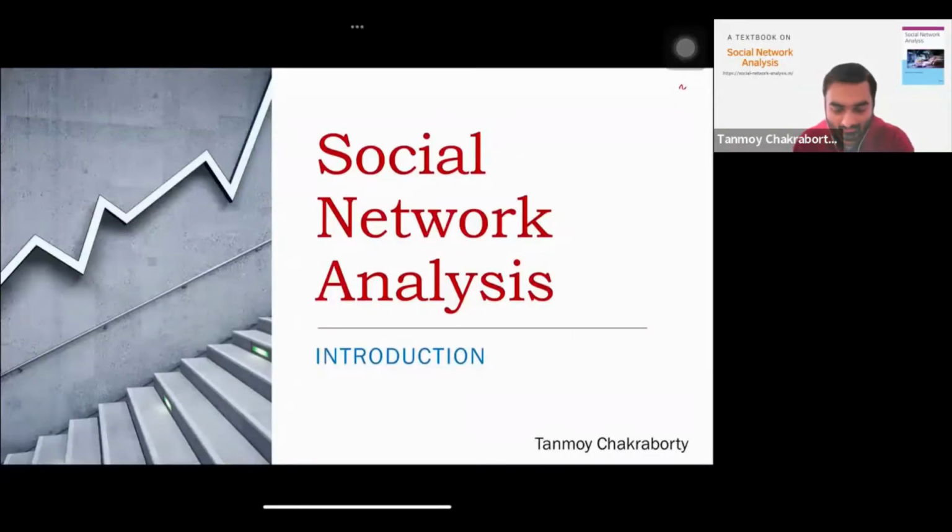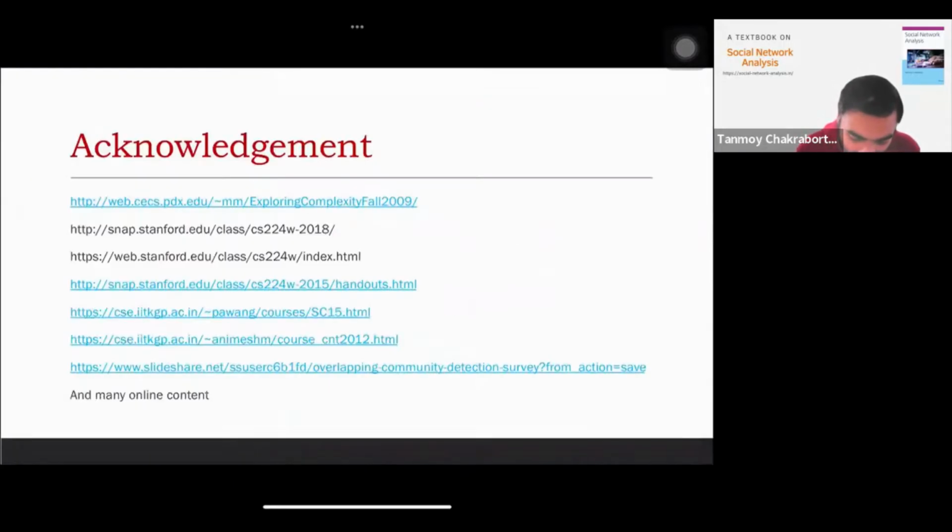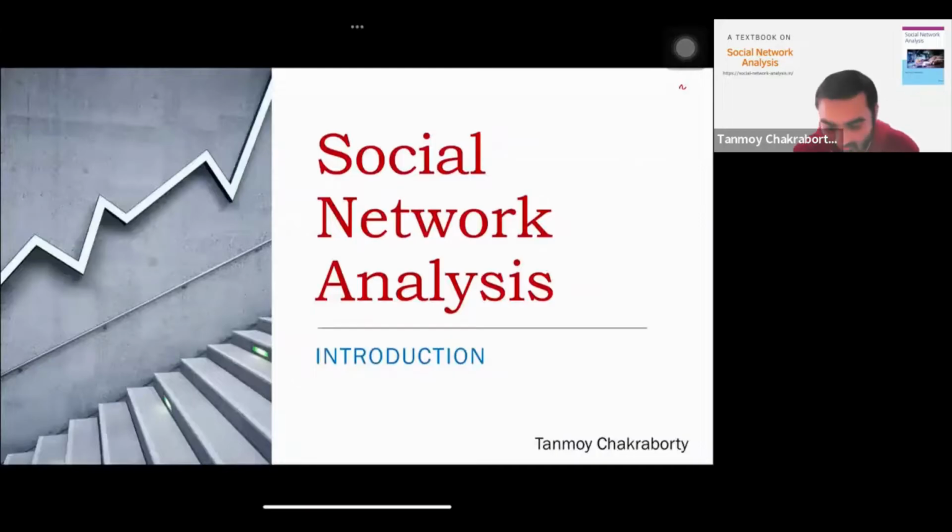All right, so welcome to the first chapter of social network analysis. In this particular chapter, we will talk about what we mean by social network analysis. We will formally define what we call a network and why social network analysis is important. I'll try to motivate you on why these days social network analysis is an important research area, and hopefully you'll understand the importance of this course at the end of this lecture.